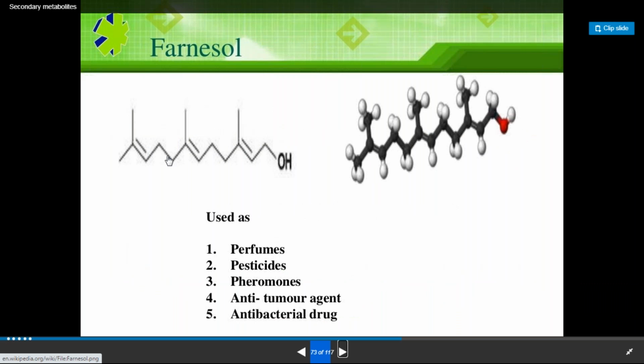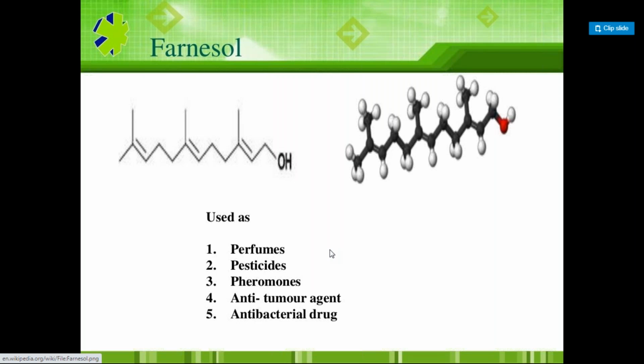Yes, ma'am. Next, this is farnesol. So how many units does this farnesol have? 3 units. See, 3 double bonds. So usually it is 3 units with an OH group present in it. And this farnesol is derived from farnesyl pyrophosphate, via which pathway? The mevalonic acid pathway. So how do you get farnesyl pyrophosphate? When one isoprene unit combines with geranyl pyrophosphate, you will get farnesyl pyrophosphate. Clear?